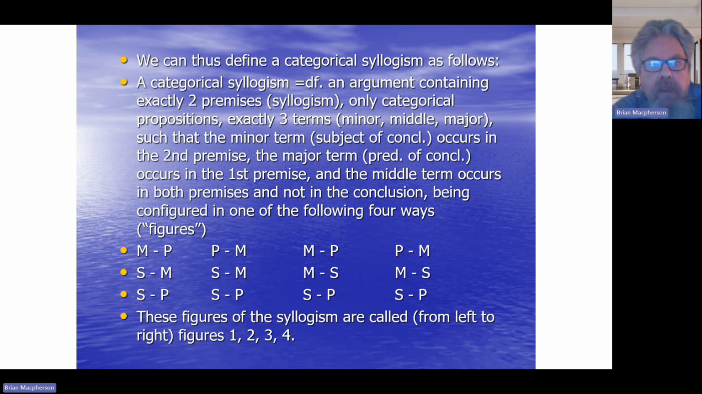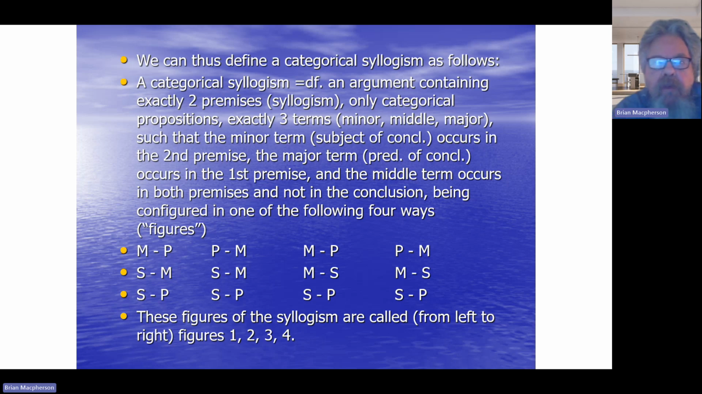So if you want to identify a categorical syllogism, you classify it according to its mood, which involves the kinds of categorical propositions it involves, and according to its figure, which tells you how the middle term is configured in the syllogism. Just to review from last time, remember that a categorical syllogism contains three terms altogether. The minor term, which is the subject of the conclusion, occurs in the second premise. Then there's the major term, which is the predicate of the conclusion. It occurs in the first premise. And then the middle term occurs in both premises, but not in the conclusion.